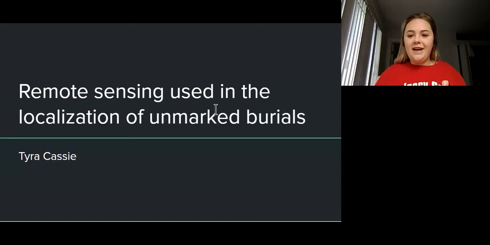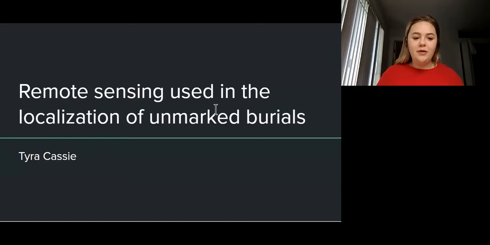Hi everyone, my name is Cassie and I will be presenting on remote sensing techniques used in the localization of unmarked burials.